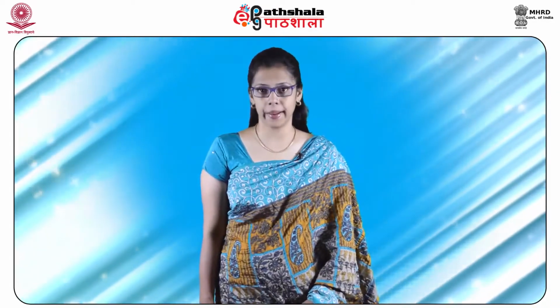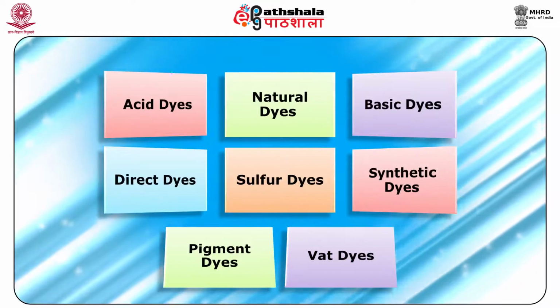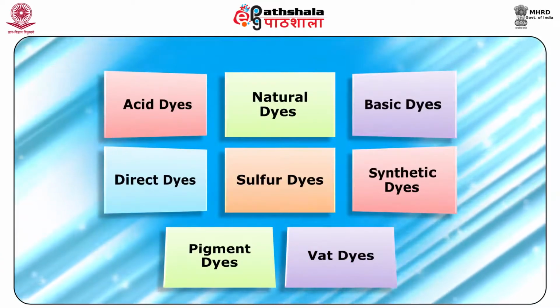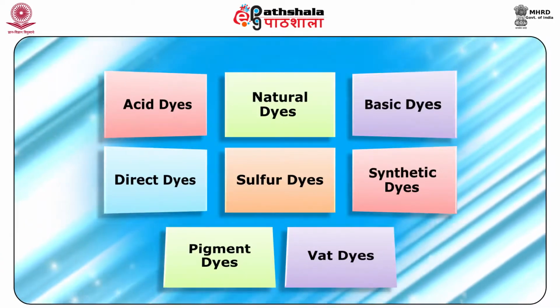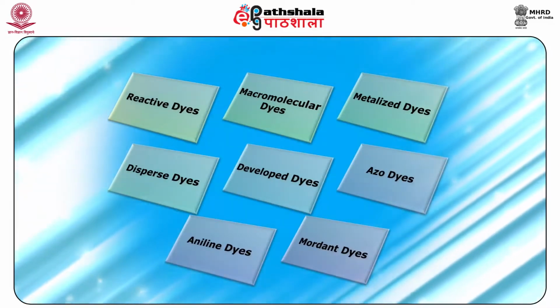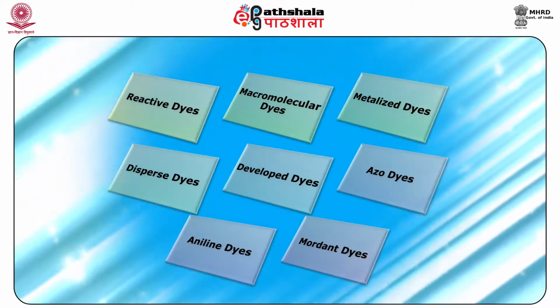Now let us learn about types of dyes. Dyes are complex, unsaturated aromatic compounds with satisfying individuality like intense color, solubility, substantiveness, and strong hold. It can be of various types like acid dyes, natural dyes, basic dyes, direct dyes, sulfur dyes, synthetic dyes, pigment dyes, wet dyes, reactive dyes, macromolecule dyes, metallized dyes, dispersed dyes, developed dyes, azo dyes, aniline dyes, mordant dyes.